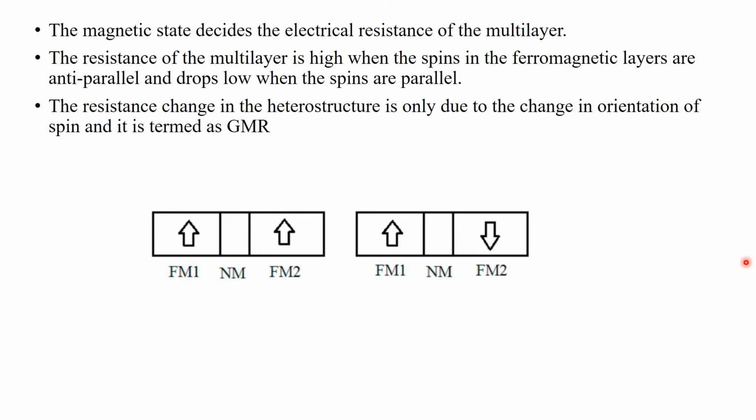The magnetic state of the device decides the electrical resistance of the multilayer. The resistance of the multilayer is high when the spins in the ferromagnetic layers are antiparallel, and drops low when the spins are parallel. The resistance change in the heterostructure is only due to the change in the orientation of the spin, and it is termed giant magnetoresistance. Here is the birth of spintronics, and giant magnetoresistance is considered one of the important effects for spintronics to arise.